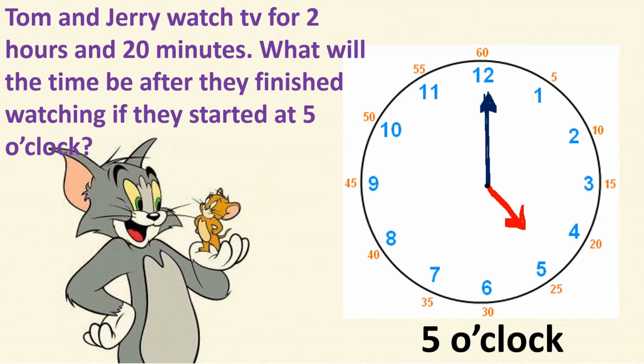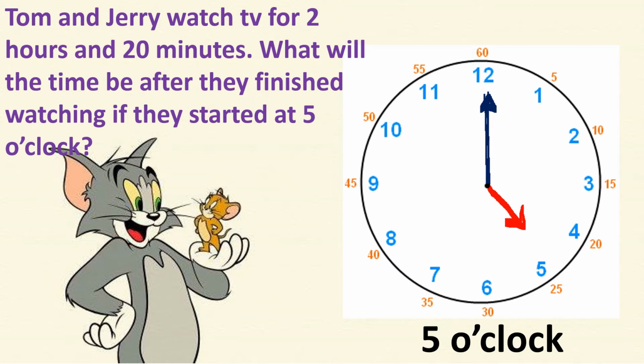Tom and Jerry watch TV for 2 hours and 20 minutes. What will be the time after they finish watching if they started at 5 o'clock? First, we go to the hour hand and move it 2 hours. When we move it 2 hours, it will turn into the 7. That means it will be 7 o'clock. And we need to add on the 20 minutes.